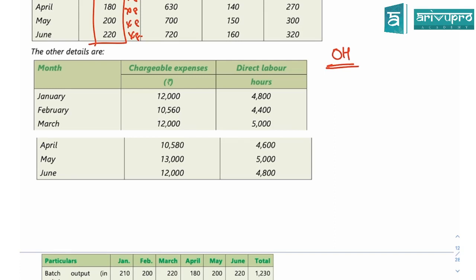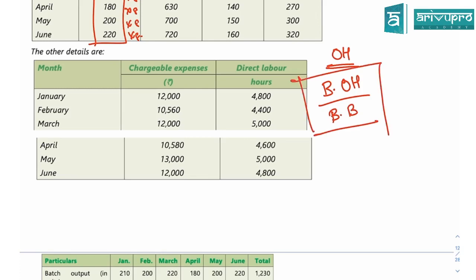Now I have to find out the labor hour rate per hour. How can I find out my labor hour rate per hour? We have learnt in the overheads chapter that overheads is basically based on the budgeted base, yes or no? And I know my budgeted base is labor hour. So I have to find my budgeted overheads. They have clearly given me that the chargeable expenses are this. Are you clear? So now for everything, divide this with this.